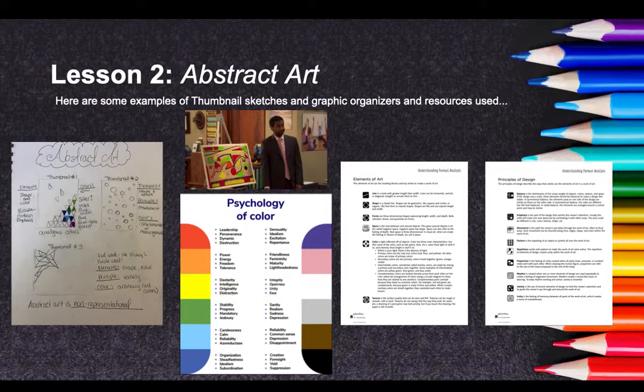And I used a lot of resources. We talked about the psychology of color. I had them make thumbnail sketches. If you're familiar with the show Parks and Recreation, I even showed them a clip of Tom Haverford right here. He gets emotional over an abstract work of art. So just showing how students can see that people can get really emotional from looking at artwork. And that was the overall theme and goal of this work of art.